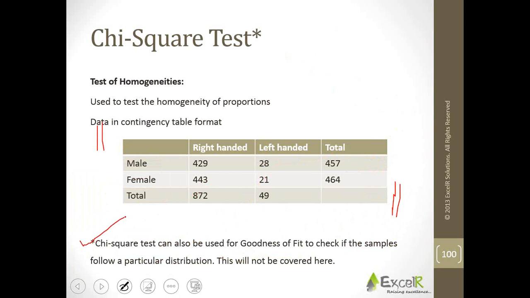The chi-square test can also be used for goodness of fit, to check if the samples follow a particular distribution or not. But this would not be covered here. We will cover this in MBB, or Master Black Belt.